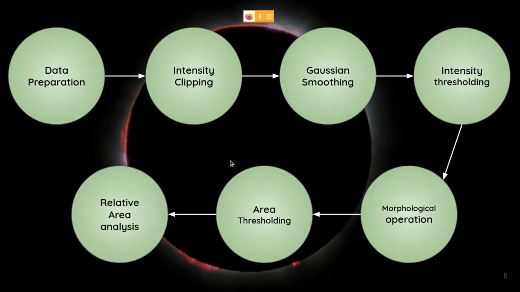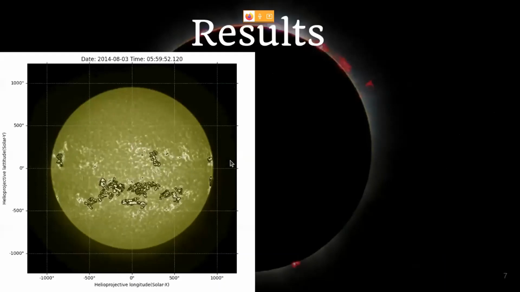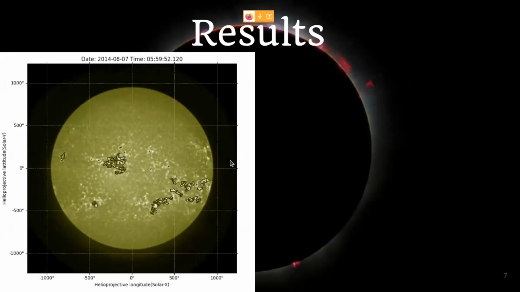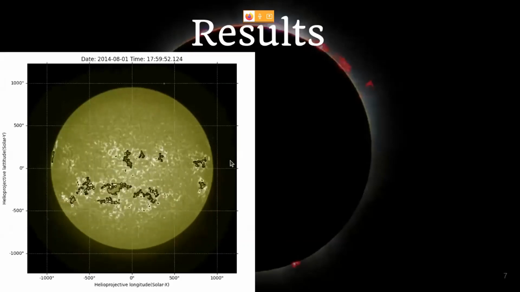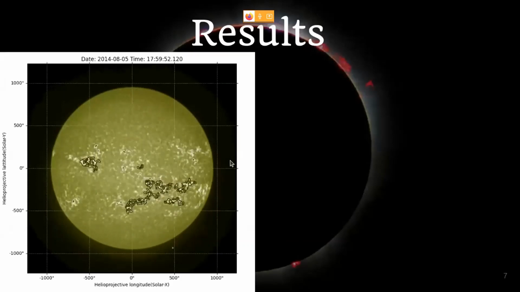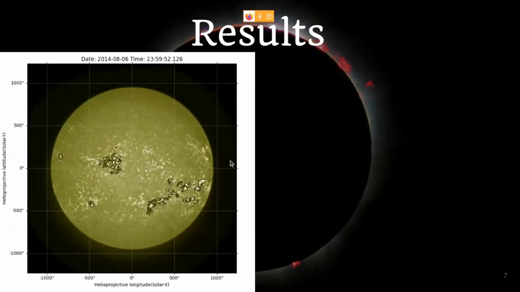So this is basically the last step of the algorithm, which is the relative area analysis. And in the next slide, in the results, we will see what it exactly does. After the last mask that we got after area thresholding, we overplotted it on the actual image, and you can see, as the disk rotates, how the shape and the area of the plages are changing over here.